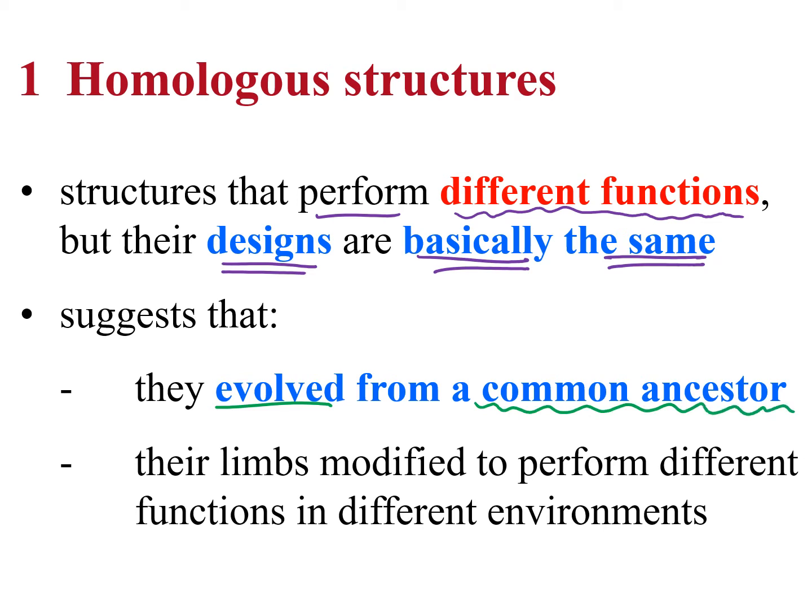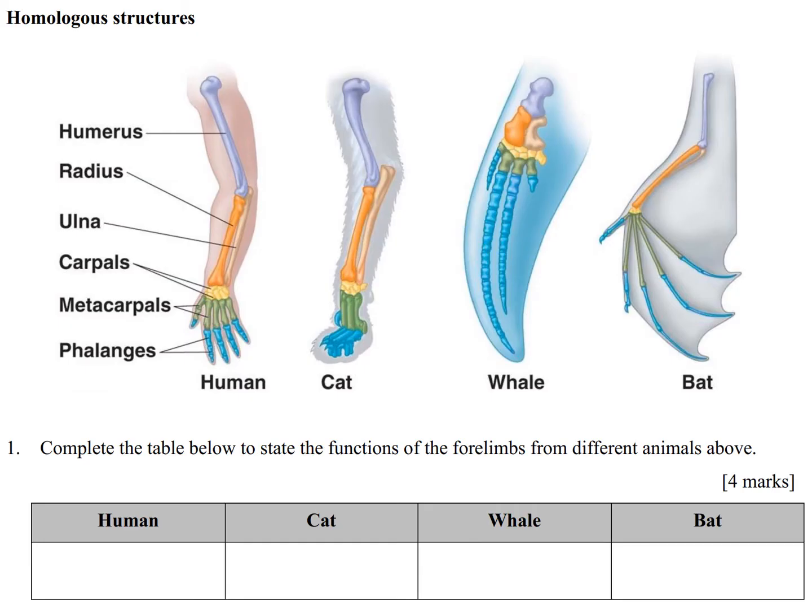And then after so many years, their limbs modified and evolved to perform different functions in different environments. Let's take a look at the classwork 29.2. The following picture shows you the 4 limbs from 4 different animals: the human, the cat, the whale, and the bat. Can you tell me what is the function of the different 4 limbs in the 4 animals?